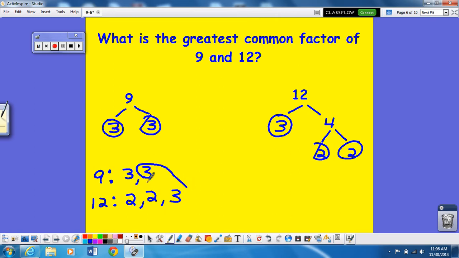What do they have in common? They have 3 in common. What is the GCF of 9 and 12? It is simply 3. Not 3 times 3, but just simply 3.